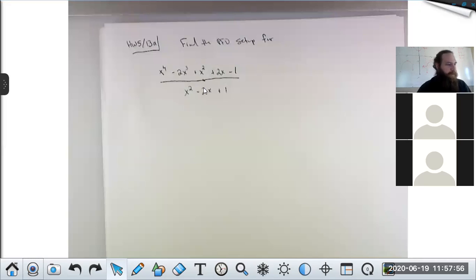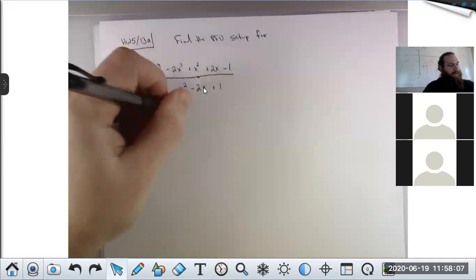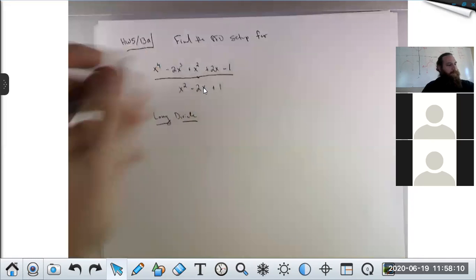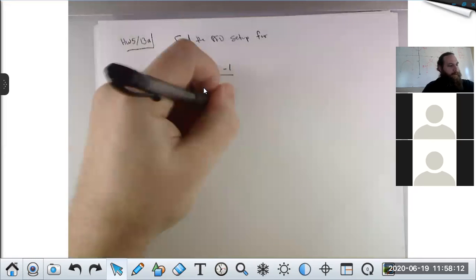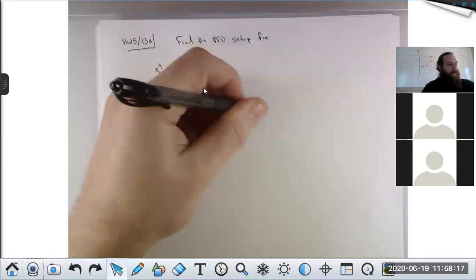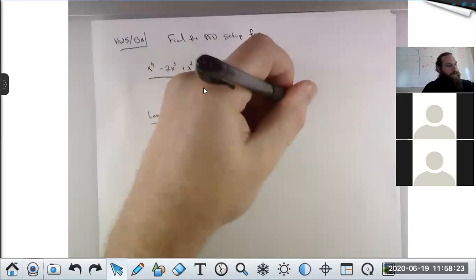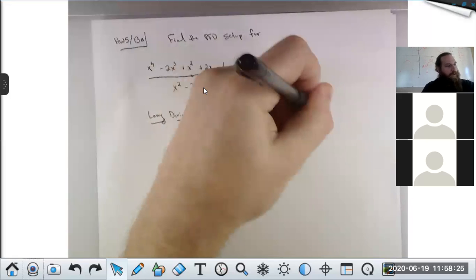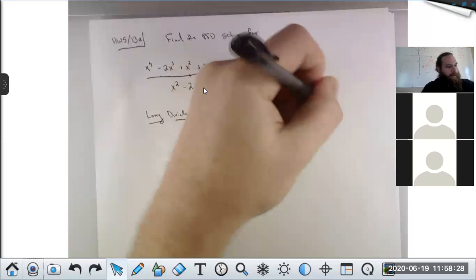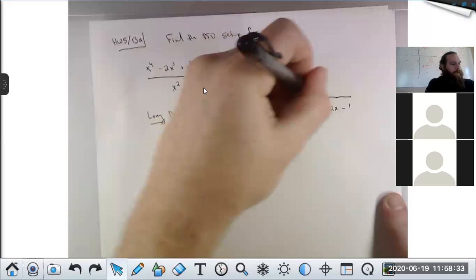So what we need to do is begin by long dividing, and then we'll see if there's some PFD we can do. So long divide the top by the bottom. To do that, I write the denominator x squared minus 2x plus 1. And then over here, x to the 4 minus 2x cubed plus x squared plus 2x minus 1. And then my division bar.